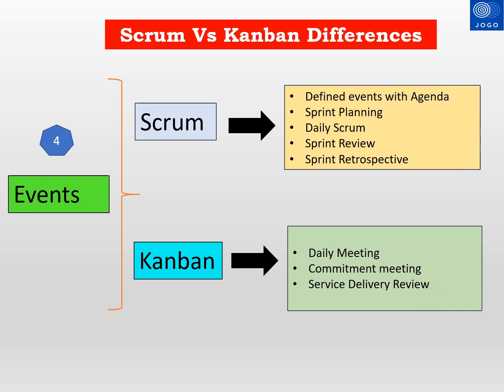The fourth comparison is based on events and meetings. In Scrum, events are defined with clear agenda, outcome and participants. Sprint planning, daily Scrum meeting, sprint review and sprint retrospectives are the events defined in Scrum framework. In Kanban, daily meetings will be followed by the team. Another meeting that will be followed by the Kanban team is commitment meetings. At the end of the work closure, service delivery review meeting will be followed by the Kanban teams.